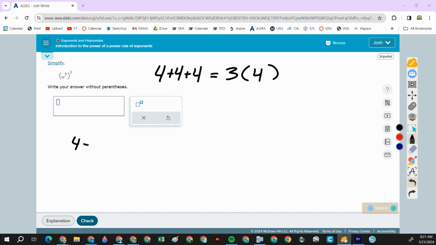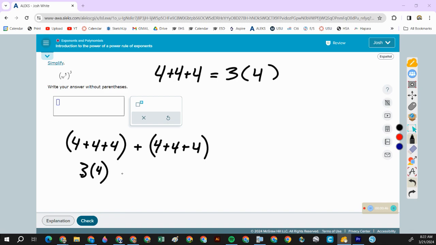But what if I had... well, that'll be good enough. So this becomes 3 times 4. And this becomes 3 times 4. And that would be 6 copies of 4. Okay, now I'm not teaching anything new. This is just a review.